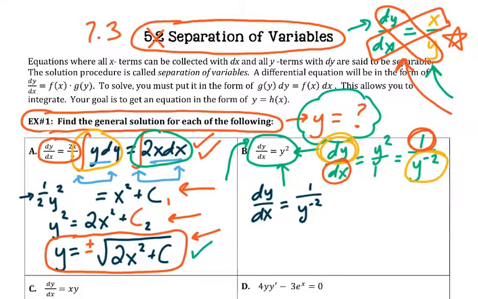Ready? Y's are diagonal, x's are diagonal. Let's cross multiply. And we get y to the negative 2 dy equals 1 dx. Okay, y's are on one side, x's are on the other. We're good to go. Let's take the integral of both sides and take the antiderivative.